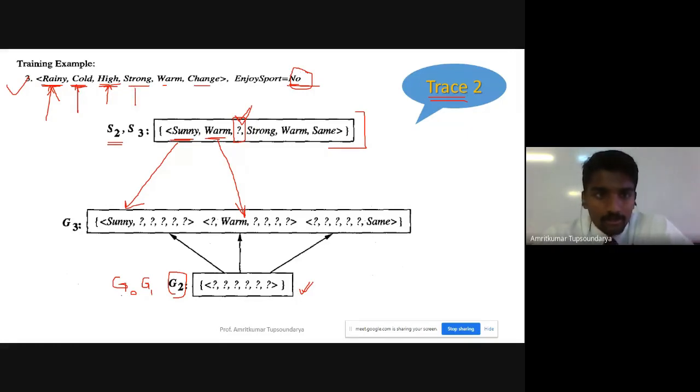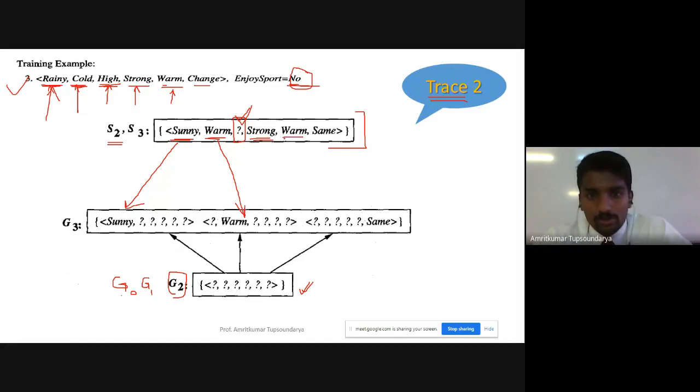Now the fourth attribute value is strong, right? For the strong, as you can see here, the value of the S2 is still strong. So there is no change. So let's not make a new hypothesis again. The fifth attribute value is warm.